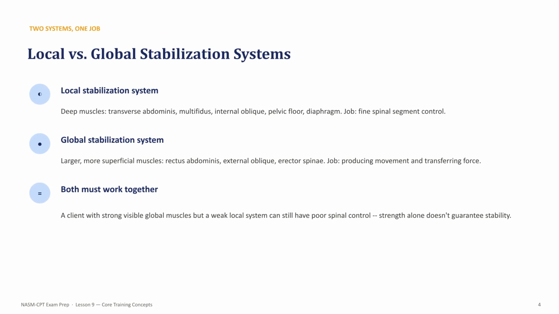There are 2 systems here, doing one job. The local stabilization system: deep muscles, transverse abdominis, multifidus, internal oblique, pelvic floor, diaphragm. Their job is fine spinal segment control. The global stabilization system: larger, more superficial muscles, rectus abdominis, external oblique, erector spinae. Their job is producing movement and transferring force.